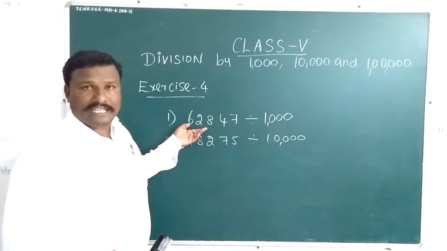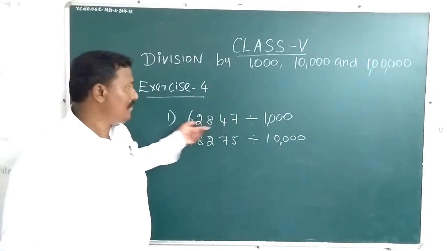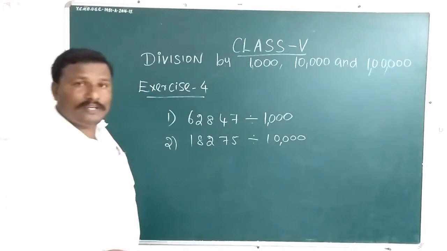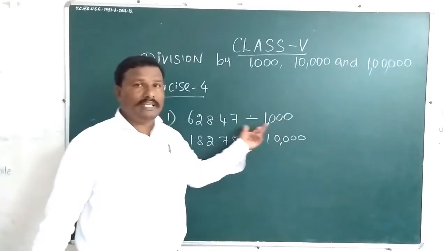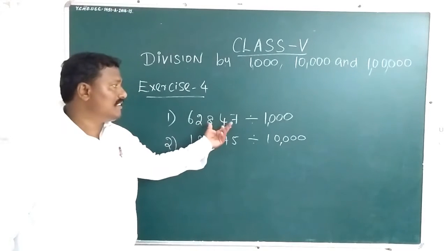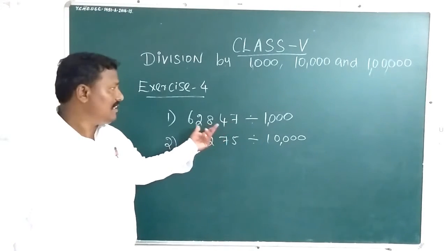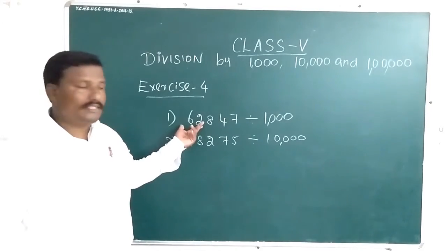Okay. Let me see the exercise sums when we divide by 1000, 10,000 and lakhs. Here I have taken one example. Now I am going to divide by 1000. As per the rule I told you, when you divide any number by 1000, the last three digits you have to take as a remainder. Then the remaining number you have to take as a quotient.